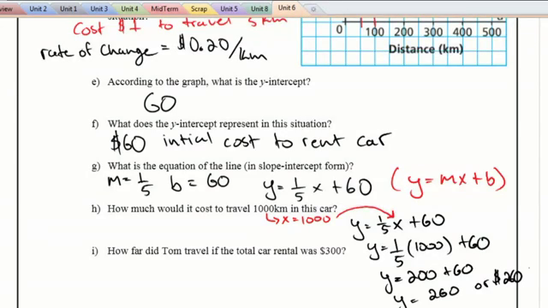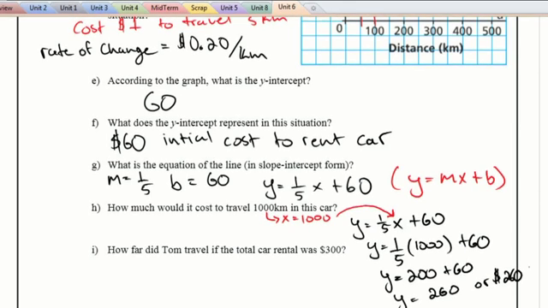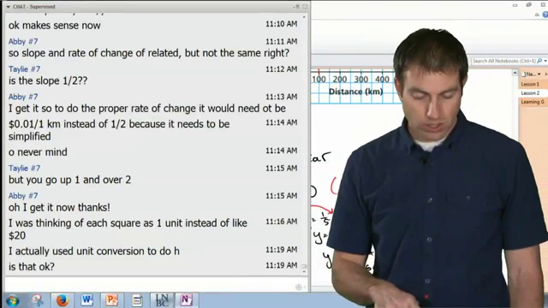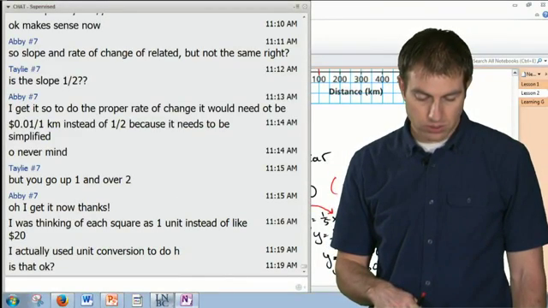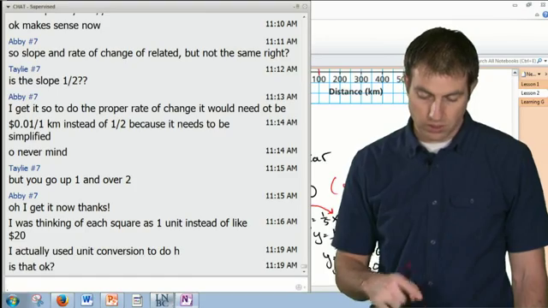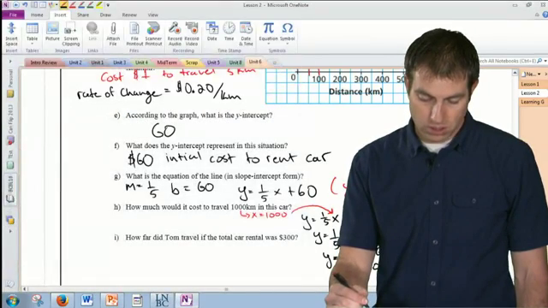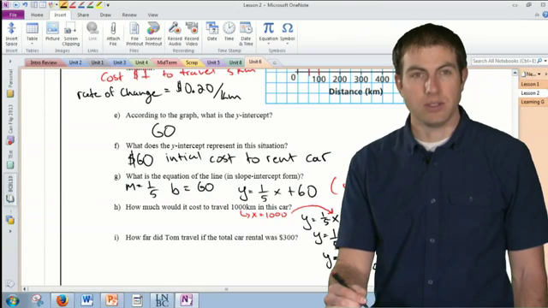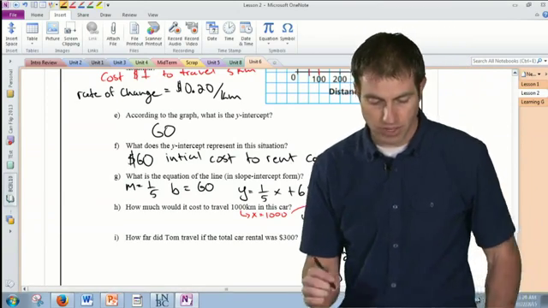to travel that distance. Each kilometer costs 20 cents if you want to think of it that way. 1,000 times 20 cents. You can go from there. Okay, now I was thinking square. I actually used unit conversion to do it. Is that okay? How much would it cost? Yeah, you might run into problems with the initial cost, but if you've accounted for that, then that's fine.